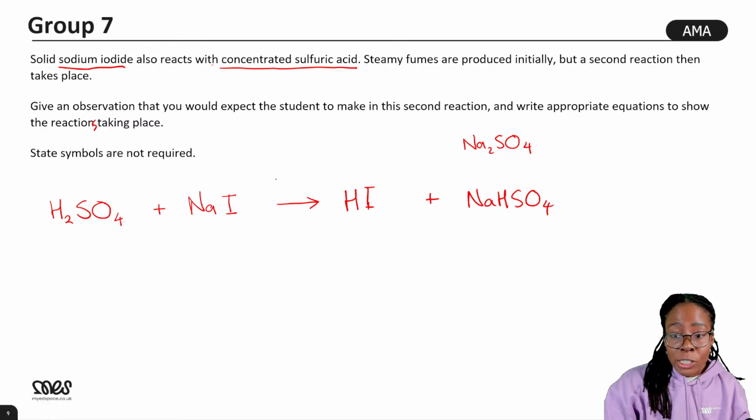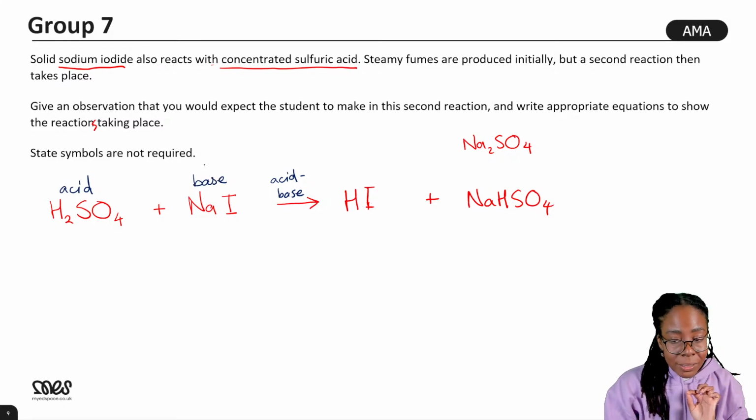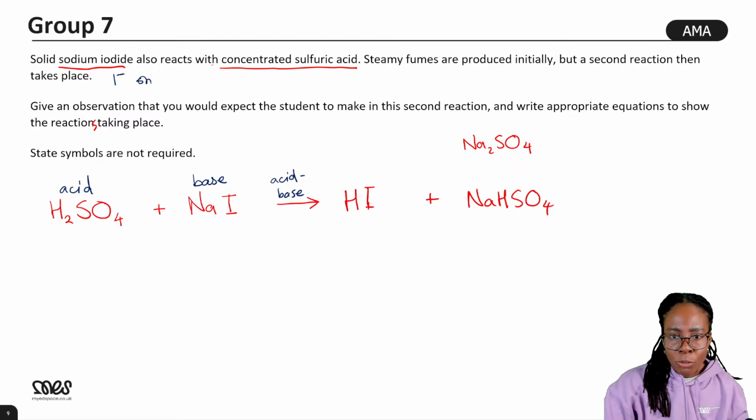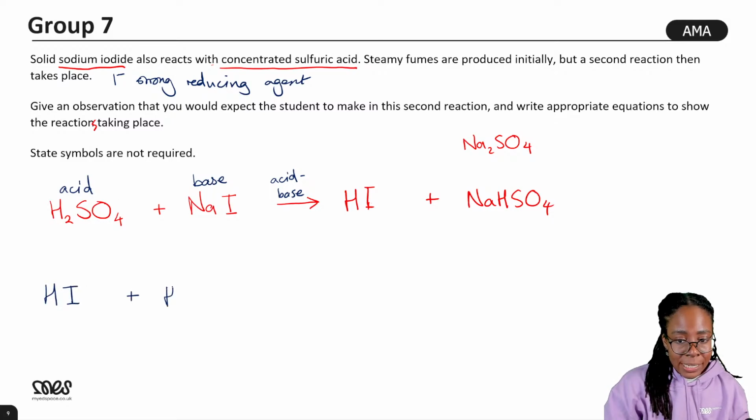Just as before, we have an acid-base reaction where the sulfuric acid is acting as the acid and the sodium iodide is acting as the base. But because iodide is a very strong reducing agent, I minus is a strong reducing agent, the reaction doesn't stop here. For chloride, it stopped there. For iodide, it does not. The HI goes on to react with more sulfuric acid, and it's now able to reduce the sulfur in the sulfuric acid.